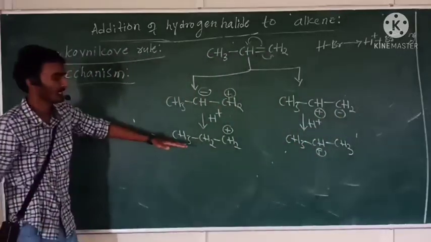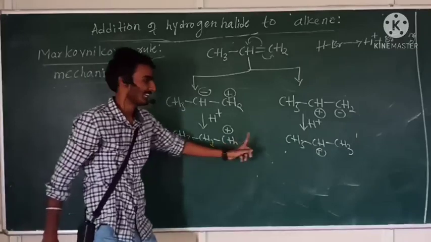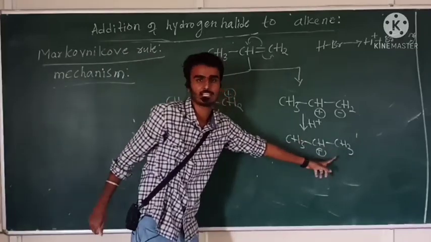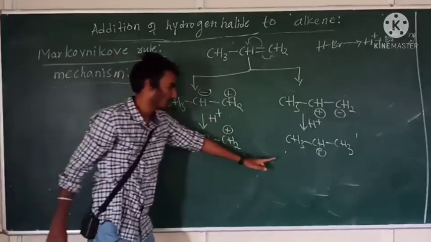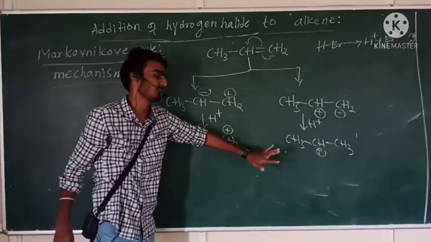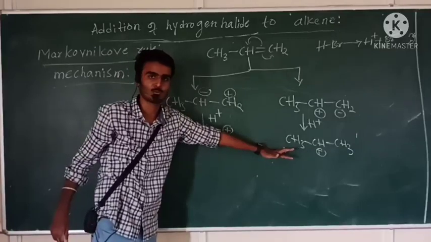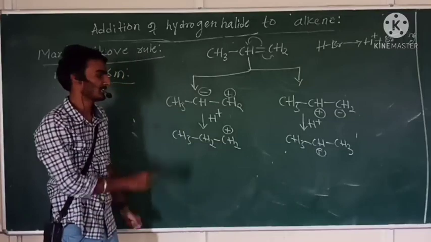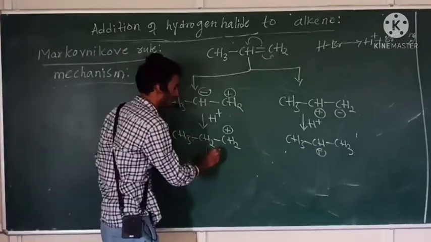They form two types of carbocation. First one is primary carbocation. Second one is secondary carbocation. Which carbocation is more stable? Secondary carbocation is more stable because, according to the hyperconjugation effect, the structure with more hyperconjugation gives a more stable carbocation. So secondary carbocation is more stable compared to primary carbocation.